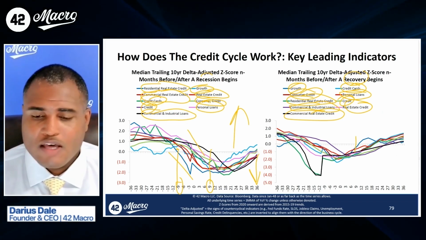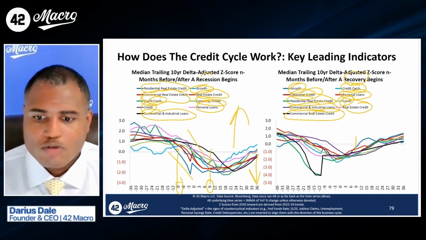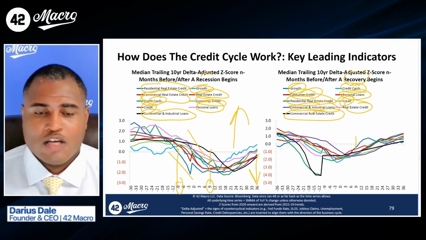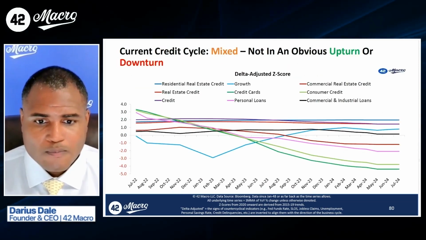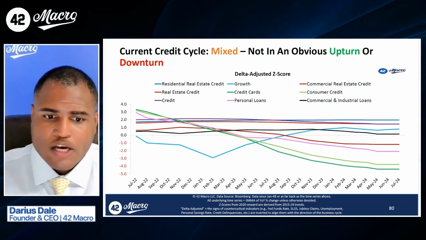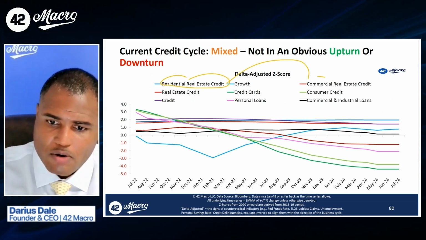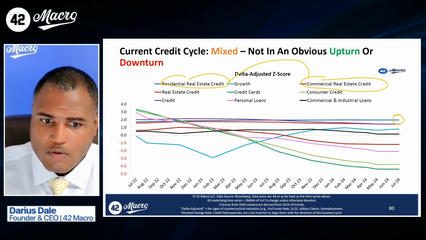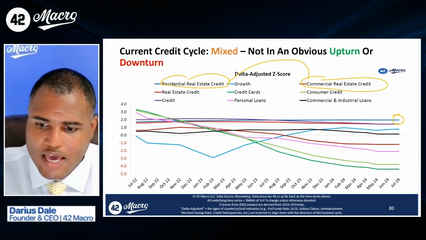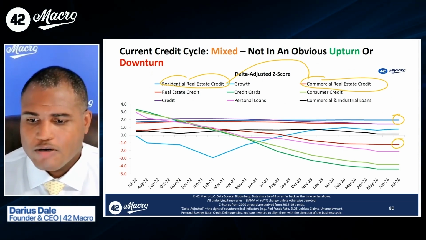If you're just paying attention to everything all the time, or the wrong things all the time, you're going to have worse results than investors that are paying attention to the right things, or paying someone to pay attention to those things for them. So getting into the current credit cycle, it's mixed. It's not an obvious upturn or downturn. If you look at the long leading indicators of the credit cycle that are endemic to the credit cycle, so skipping growth and commercial real estate credit, residential real estate credit's fine. At best, it's a sideways upturn. And then commercial real estate credit is in an accelerating downturn. And so it's a mix.